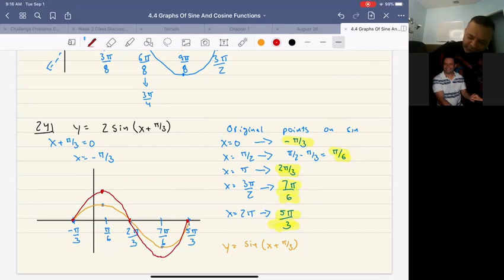Okay, and so we get y equals 2 sine of x plus pi over 3. That's in the red. Okay, all right, I'll see you all in the next video. My mouse, there we go.